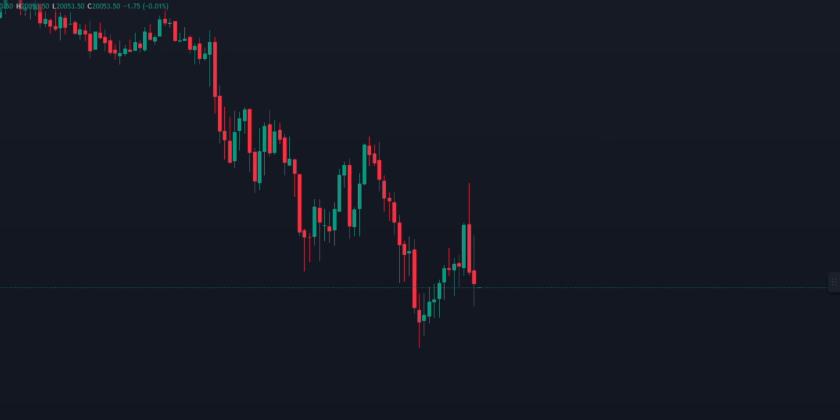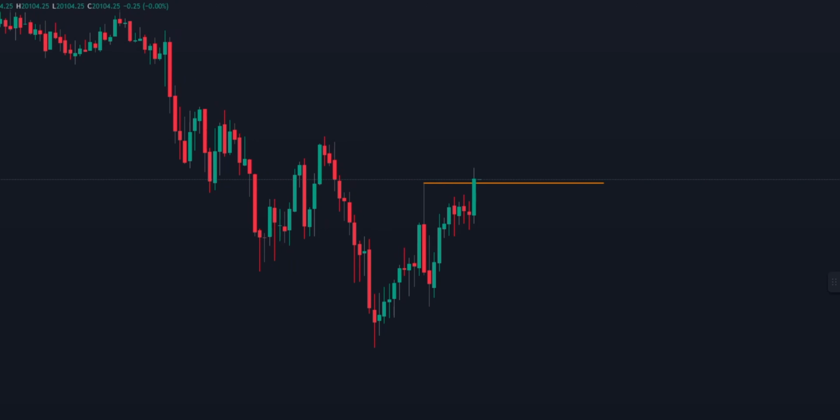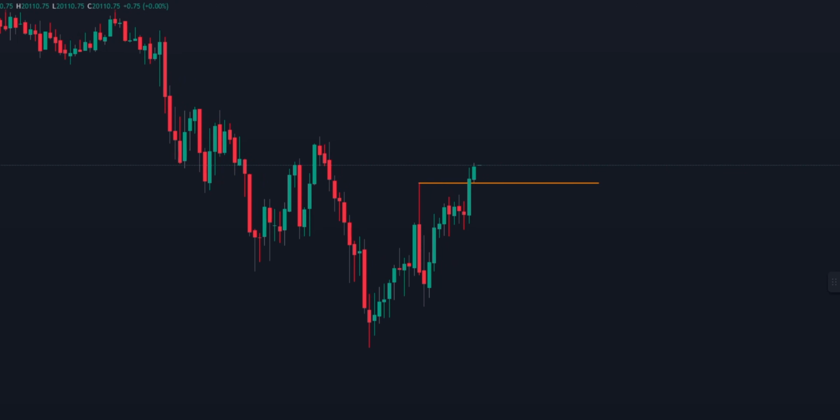In this example, we have a different type of entry. Sometimes the price doesn't come back to retest our inverse fair value gap. In this case, we look for a break entry instead. Once price breaks cleanly through the bearish fair value gap, we enter the trade immediately, without waiting for a retest. As you can see, price takes out the liquidity above, and a bullish fair value gap forms.